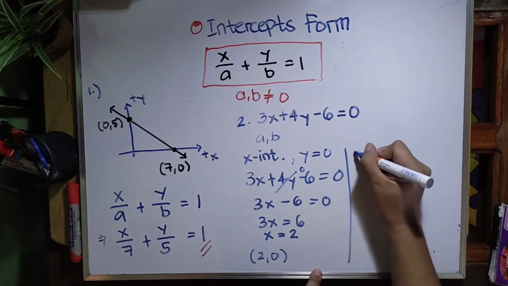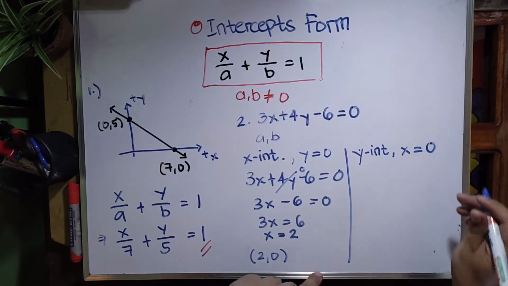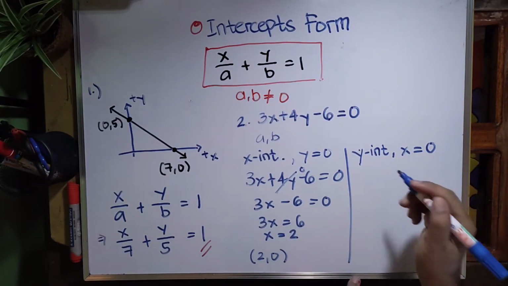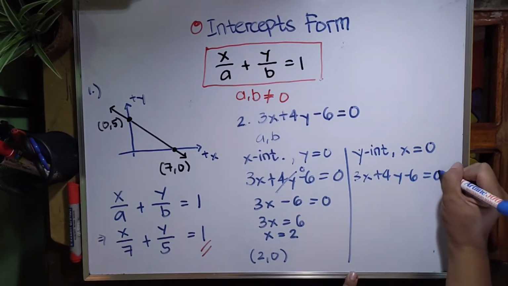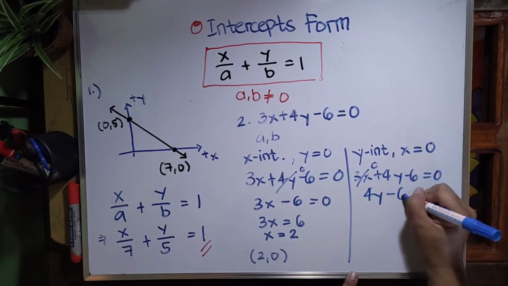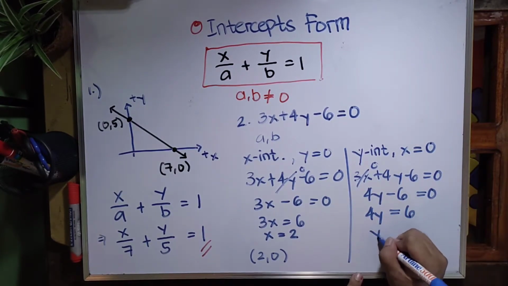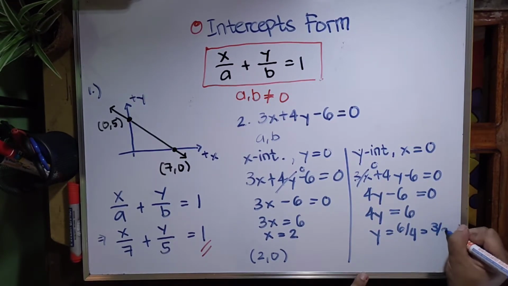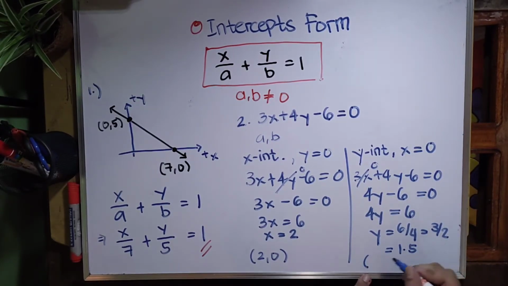On the other hand, in solving for the y-intercept, we let x be 0, since the value of x in the y-axis is 0. So 3x plus 4y minus 6 is 0. So this is 0 since the value of x is 0. So 4y minus 6 is 0. 4y equals 6. Y is just 6 over 4, which is 3/2, which is 1.5. So the y-intercept there is 0, 1.5.